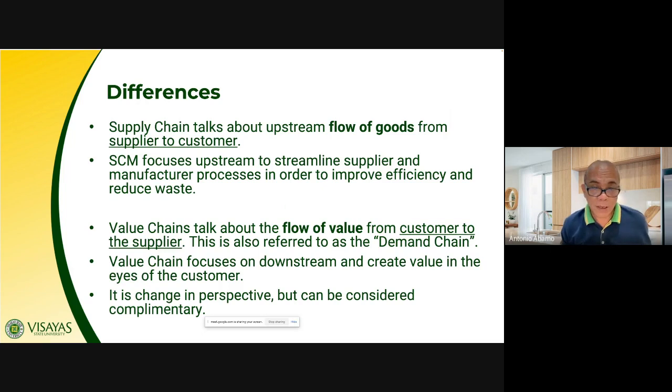Now, if you look at value chain, you are looking at the perspective of the market. If you are looking at supply chain, you are looking at the perspective of the producer. Value chain focuses on downstream and creates value in the eyes of the customer. It focuses on downstream, while supply chain focuses on upstream. It changes in perspective but can be considered complementary. So lain-lain sila perspective. Ang usa perspective sa customer, ang usa perspective sa producer. But they can be considered complementary in nature.